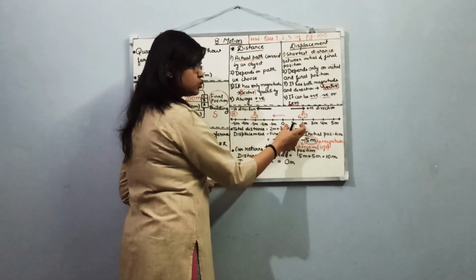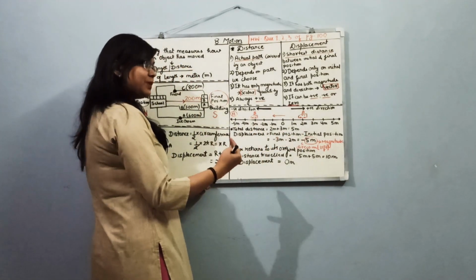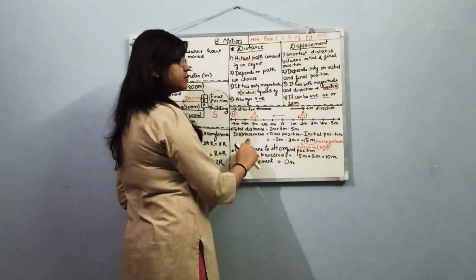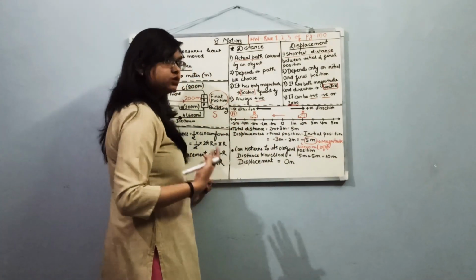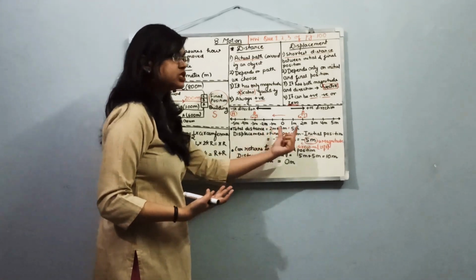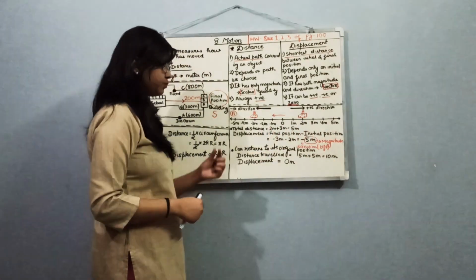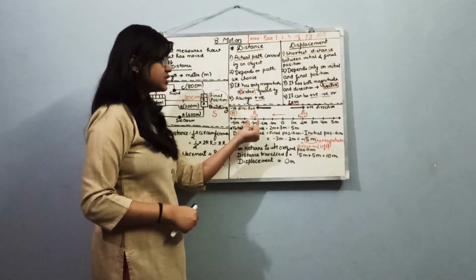We can simply say 2 plus 3 is equal to 5. But what is the displacement? What is the shortest path between the A and B positions of the car? To find the displacement, you can simply use the formula: final position minus initial position. What is the final position of the car? The final position of the car is B, which is minus 3.